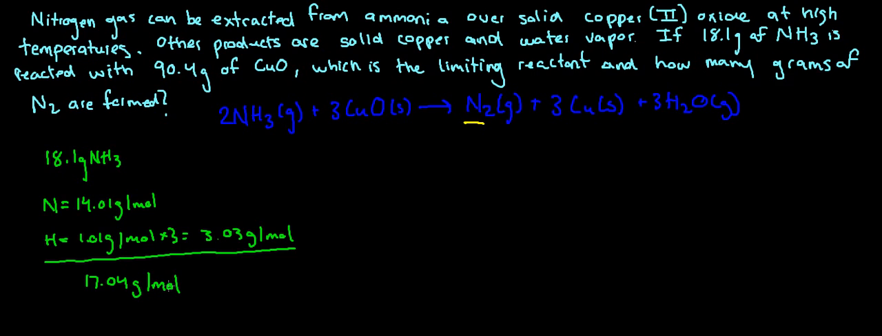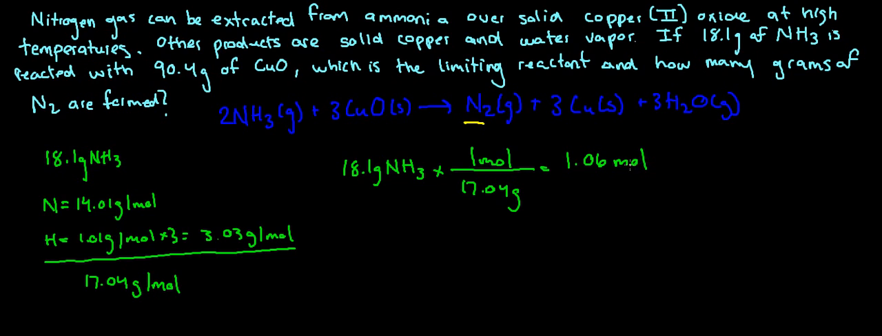Now that I know the molar mass of ammonia, I need to figure out how many moles I have. I have 18.1 grams, at 17.04 grams per 1 mole. And I've calculated all this out ahead of time to save time. This is 1.06 moles of NH3.